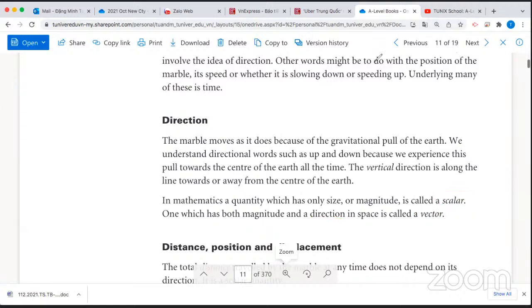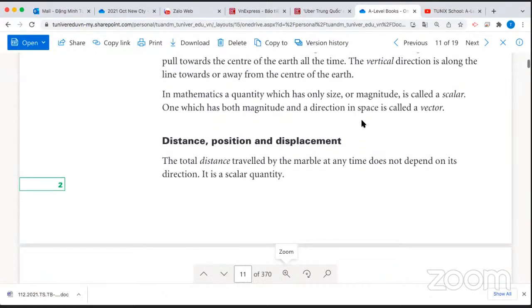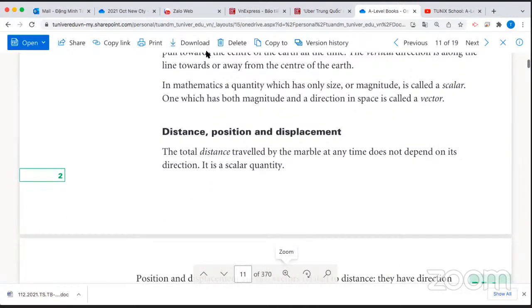And then we care about what? For the mechanic, we care about the distance and position and displacement. And here, in this case, you care about the difference between the concept distance and displacement. And distance just means the total distance traveled by the marble or any object at any time, does not depend on its direction. That means in this case, we can see that it's called scalar quantity, right?